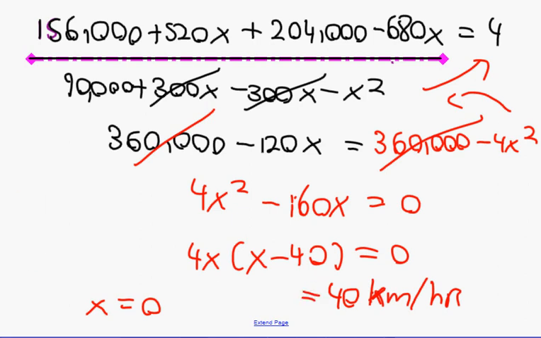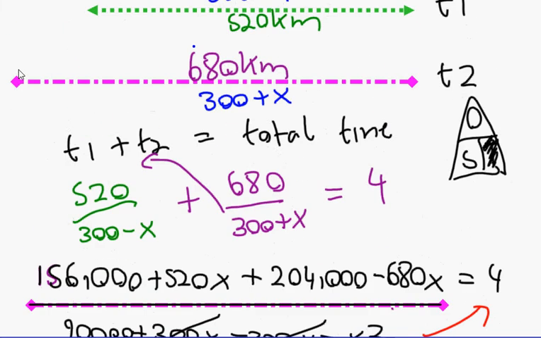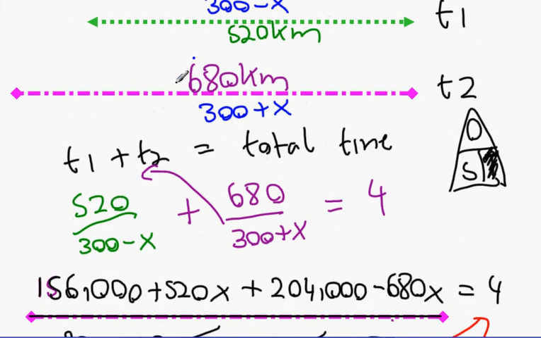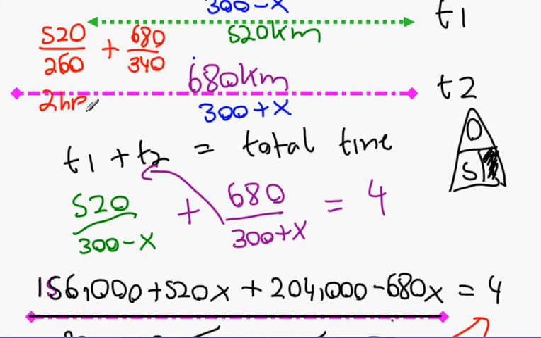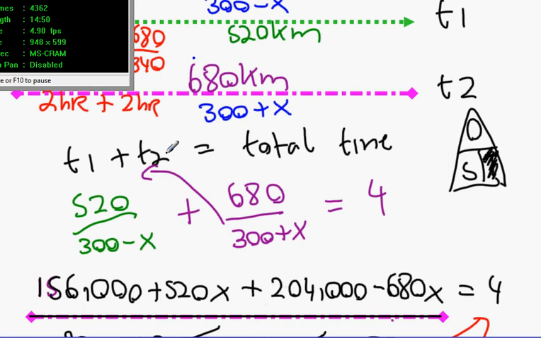Okay? Now, if you want to check on your answer, all you have to do is go back to the very top, alright? This part here now becomes 520 divided by 260. The other one becomes 680 divided by 340. And as it does turn out, through pure coincidence, both trips actually took 2 hours each. So when you add them together, they take 4 hours in total. That's how you can check your answer.